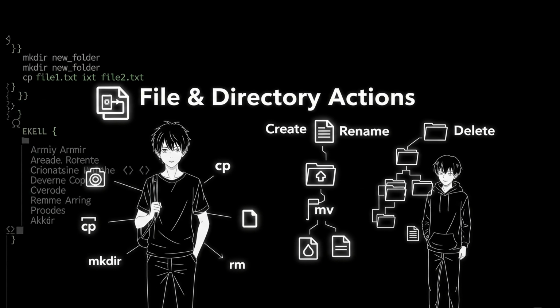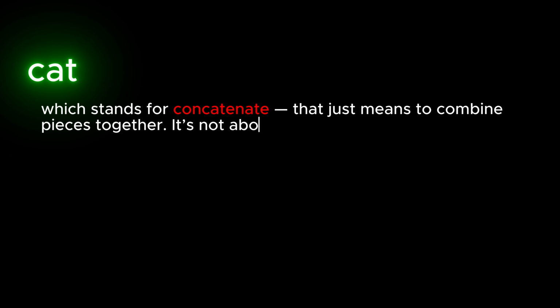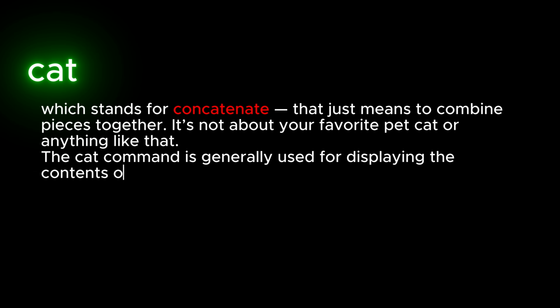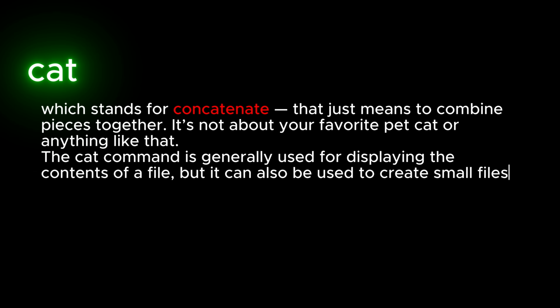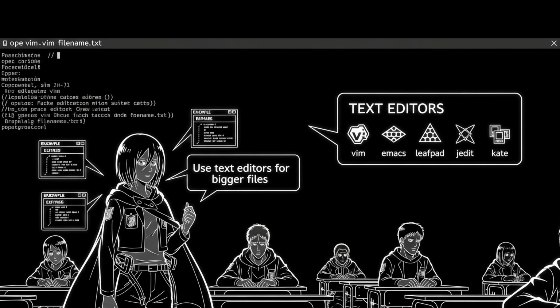The first one is cat, which stands for concatenate. That just means to combine pieces together. It's not about your favorite pet cat or anything like that. The cat command is generally used for displaying the contents of a file, but it can also be used to create small files. For creating bigger files, it's better to enter the code in a text editor like Vim, Emacs, Leafpad, Gedit, or Kate, and then save it as a file.